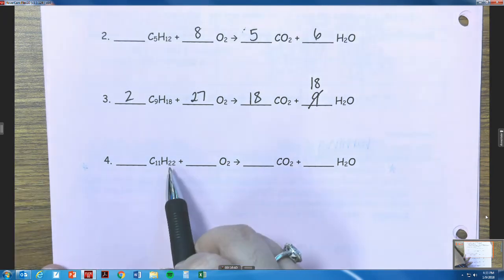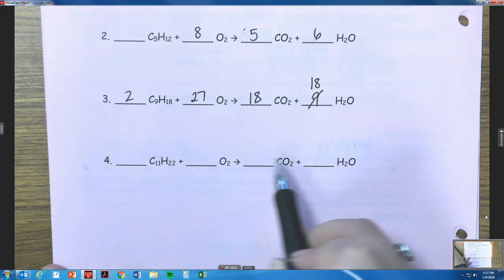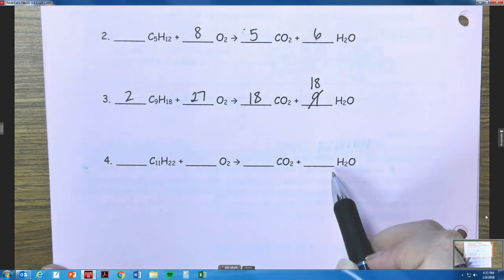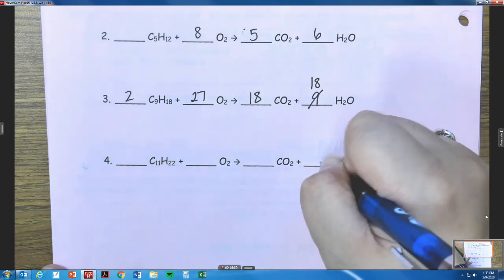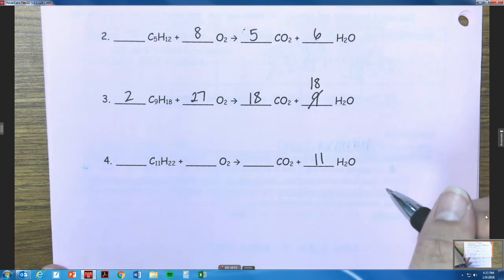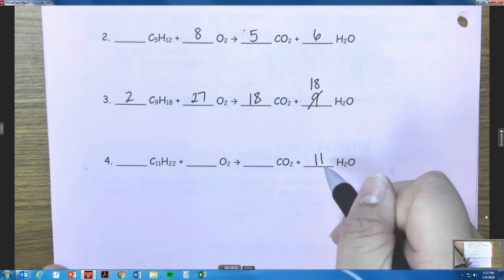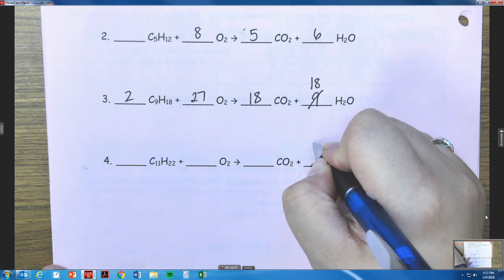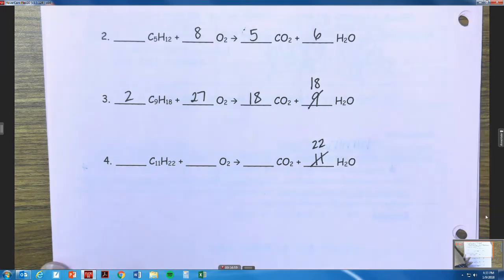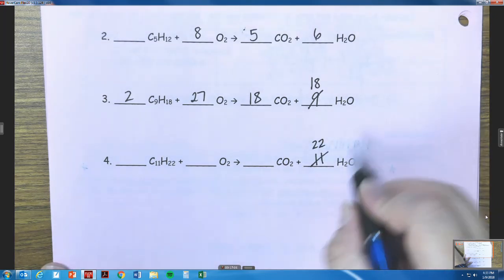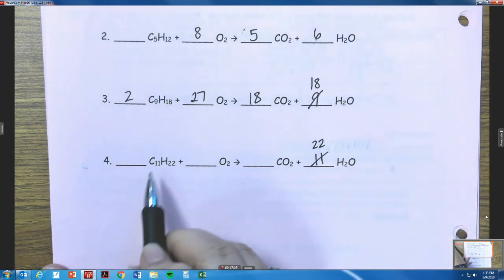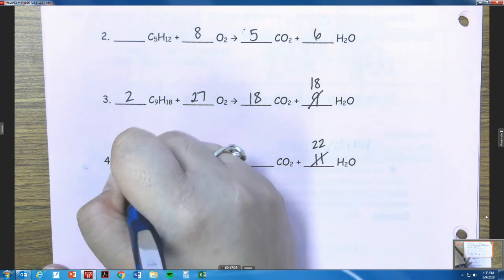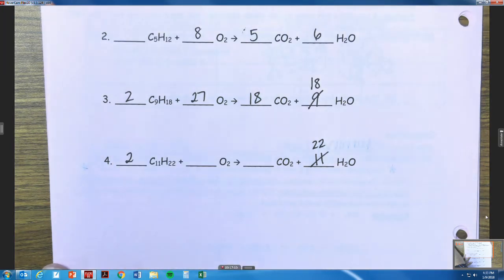Hydrogen, we have 22 on our reactant side. On our product side, we have 2. So what times 2 is going to equal 22? 11. Okay, but remember, we cannot have odd numbers. So we're going to double that to equal 22. Okay, so if we have 22 times 2, that's 44. So we're going to have to multiply our reactant side by 2 as well to equal 44 hydrogens.